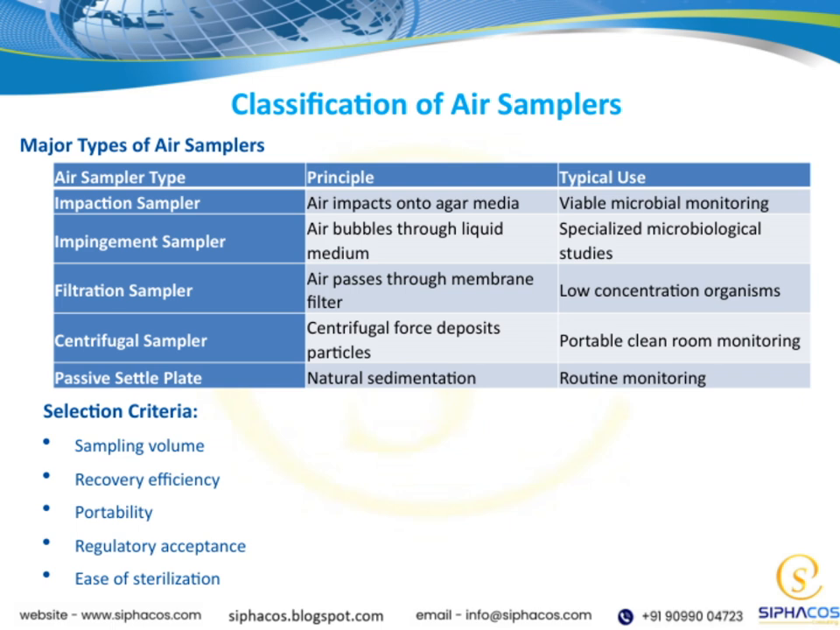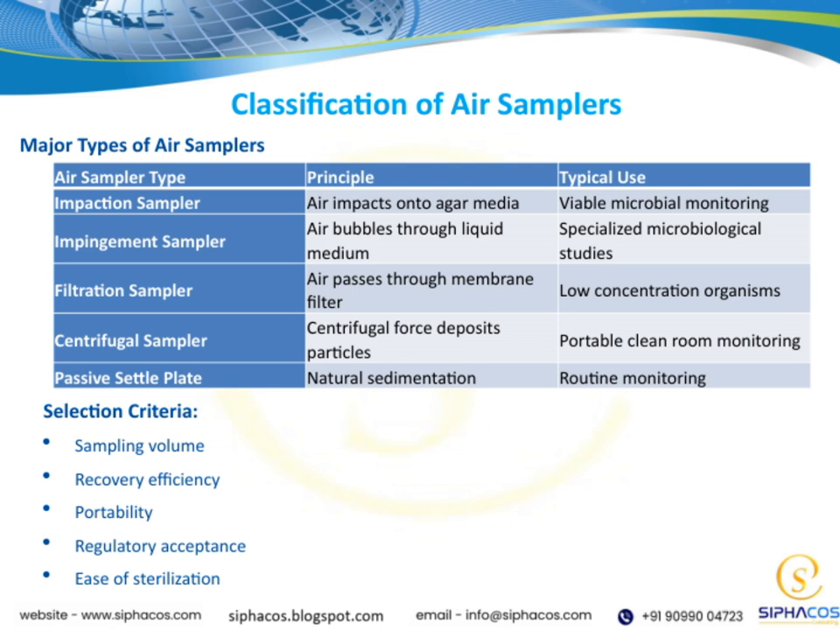The filtration sampler, on the other hand, pulls air through a membrane filter, making it effective for capturing organisms present at low concentrations. The centrifugal sampler employs centrifugal force to deposit particles, which makes it suitable for portable clean room monitoring. And finally, the passive settle plate relies on natural sedimentation of particles, often used for routine environmental monitoring.